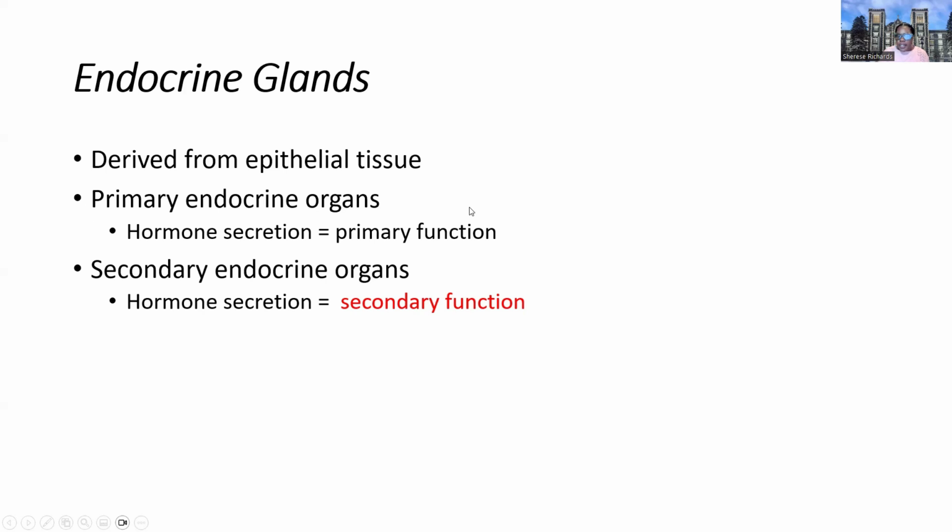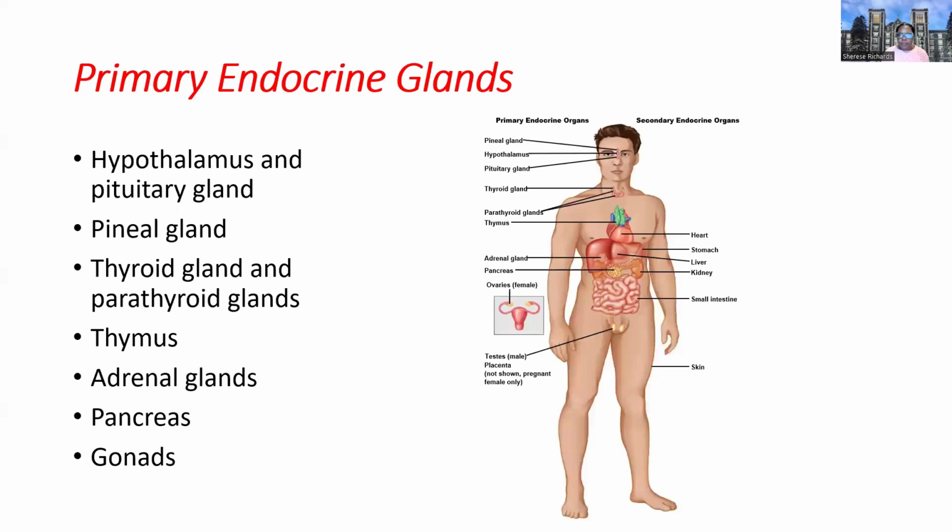Now, primary endocrine organs function primarily in hormone secretion, whereas secondary endocrine organs have another primary role, like the heart, for example. But secondarily, they do release some hormone that can play a role in the endocrine system. So it's not their main job, it's kind of like their side job.